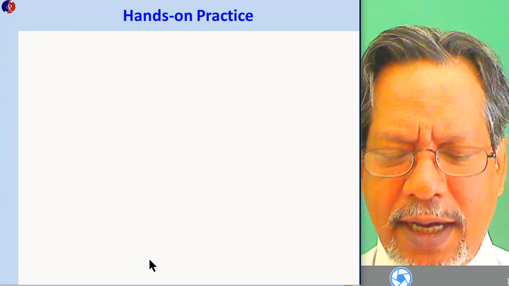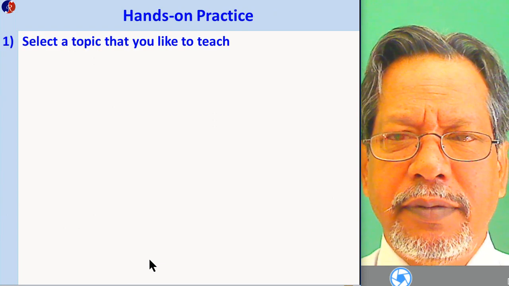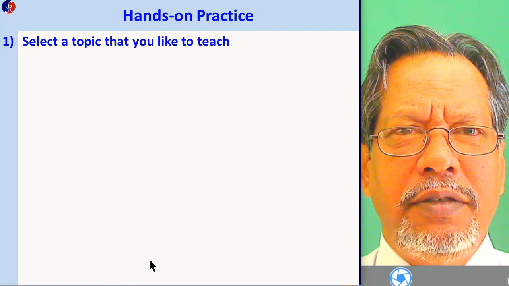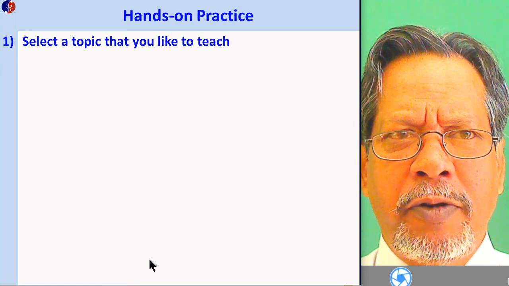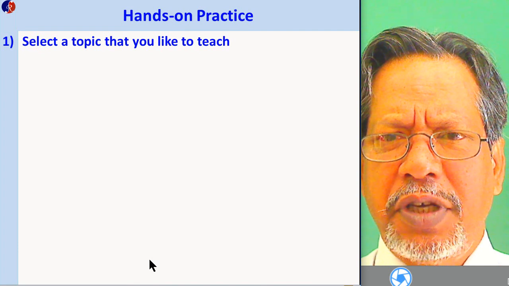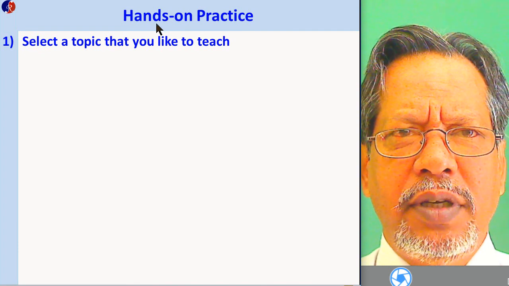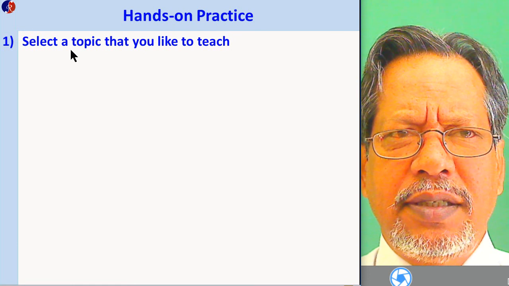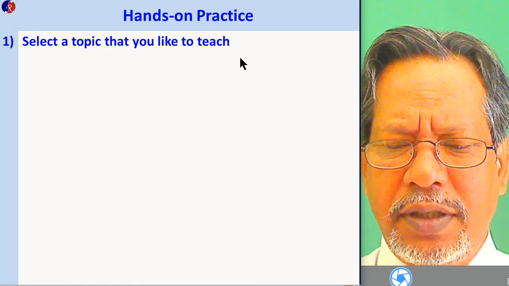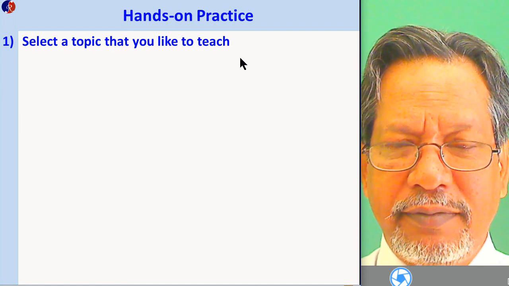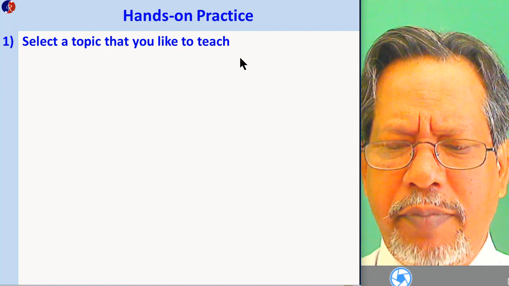Okay, good. Hands-on practice. This is what you have to do. I don't spoon feed, sorry. And you don't deserve to be spoon-fed because you're grown up. You're taking up the biggest job in the world, creating the future. So you do your part. Hands-on practice. Select a topic that you like to teach. For example, you could be an expert in numerical methods. Pick a topic.